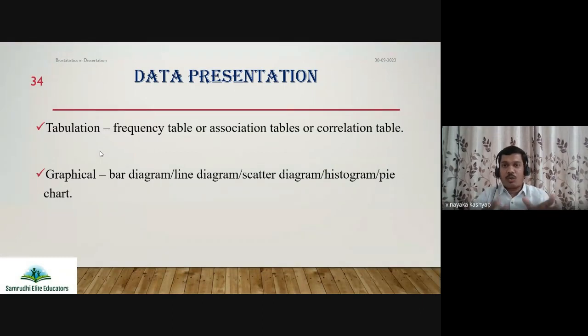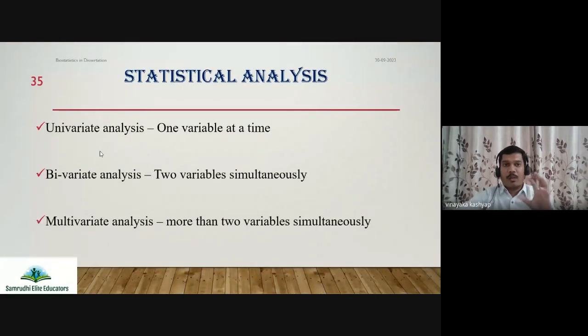Or it can be an association table, where you are trying to find an association between two parameters. Now you want to see the prevalence of diabetes according to gender. Male, what is the prevalence of diabetes? Female, what is the number of diabetic patients? It is called an association table or correlation table. So the tabulation will be in this form. Or it can be a graphical representation. Below the table you will put a graph. It can be a simple pie chart, scatter diagram, line diagram, or bar diagram. Based on the type of data and type of association, you will choose a particular graph.